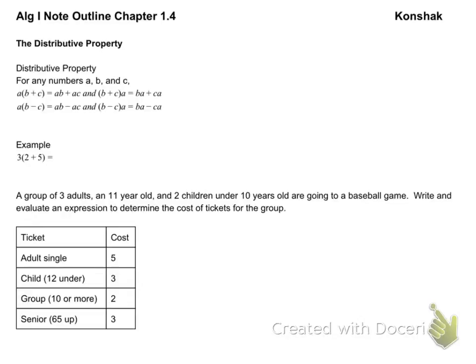Algebra 1, this is 1.4. Today we're going to talk about the distributive property. On the top here, we talk about what the distributive property is. It doesn't matter what numbers, A, B, C, D, E, F, G, all of them can be there. Any symbol. And what we see is we have two different versions.